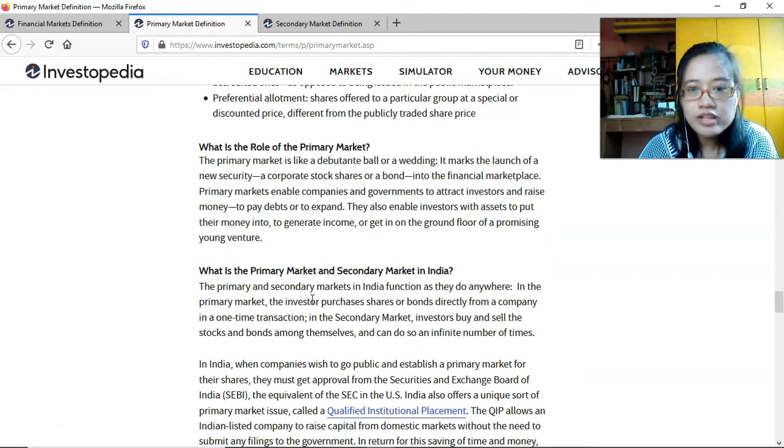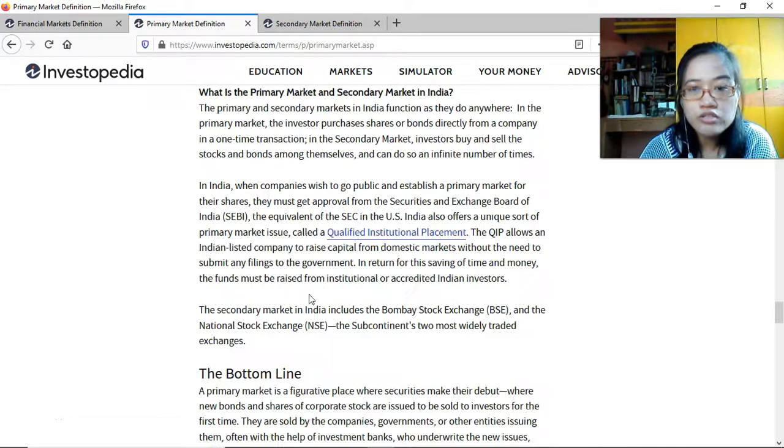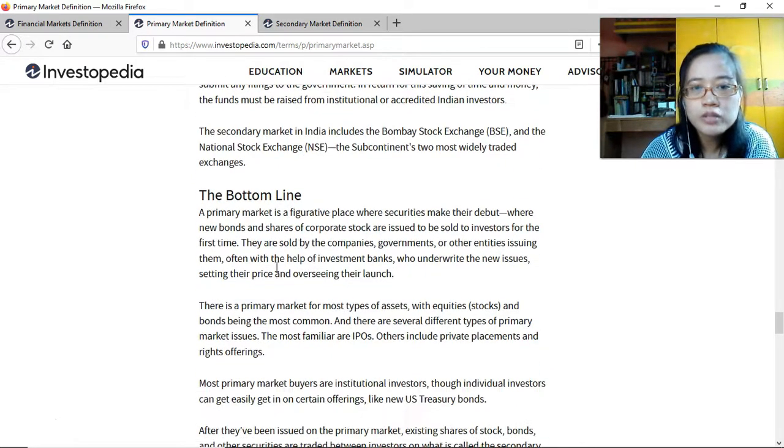What is the primary market and secondary market in India? Okay, you can read it if you're interested. Bottom line, a primary market is a figurative place where securities make their debut or introduction into the market, where new bonds and shares of corporate stock are issued to be sold to investors for the first time. They are sold by the companies, governments, or other entities issuing them, often with the help of investment banks and brokers, more commonly called underwriters, who underwrite the new issues, setting their price and overseeing their launch.